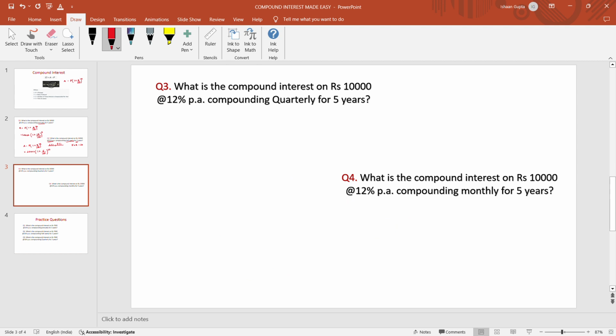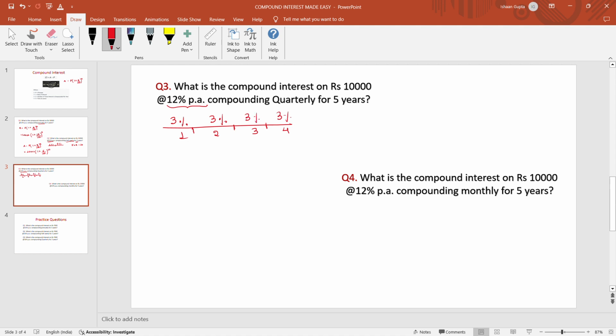Moving on to quarterly compounding. Okay, so what is quarterly compounding? We have 4 quarters in every year. In every year, there are 3-month quarters, that is 4 quarters in 1 year. Here the rate of interest being given is 12% per annum. That means we are going to get 3% in each quarter.